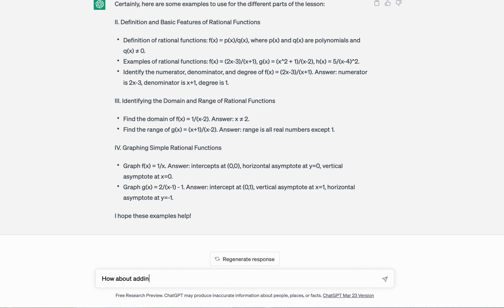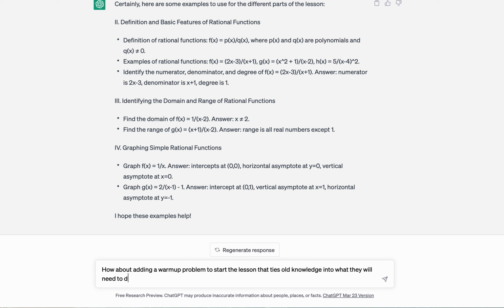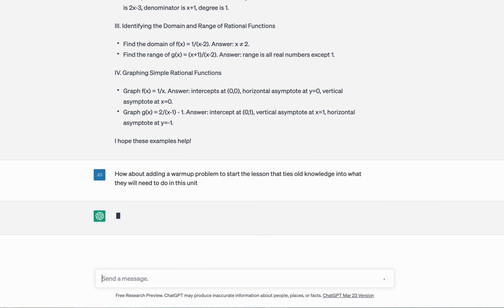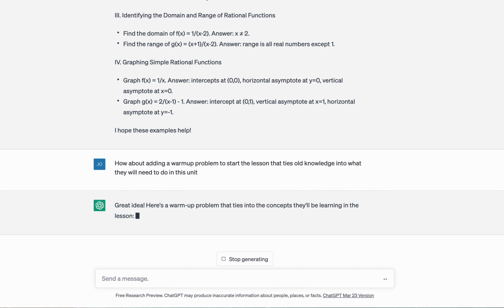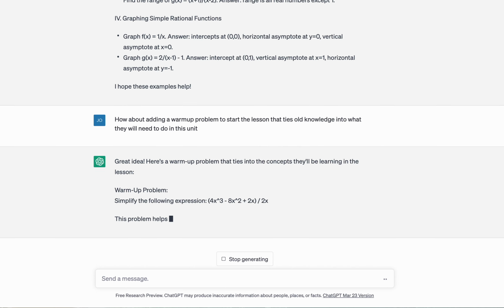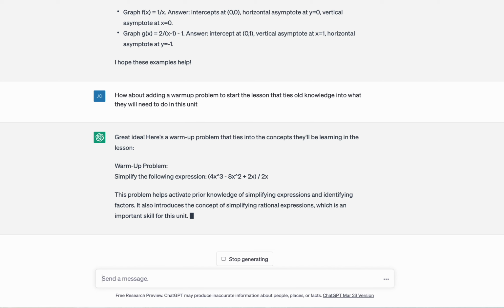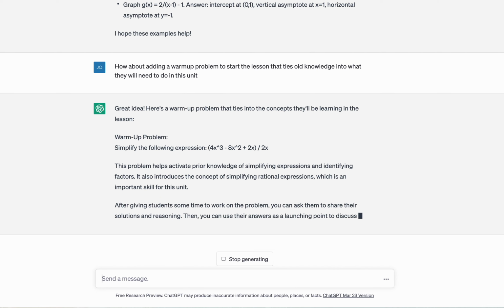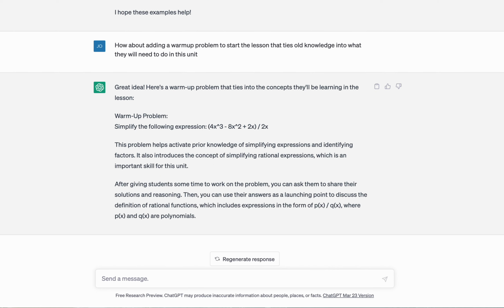How about adding a warm-up problem to start the lesson that ties old knowledge into what they will need to do in this unit? Ooh, let's see what it can come up with. Oh, great idea. Well, thank you, ChatGPT. Simplify an expression, divide by 2x. Oh, okay, so that's just divide a polynomial by 2x. I like that.